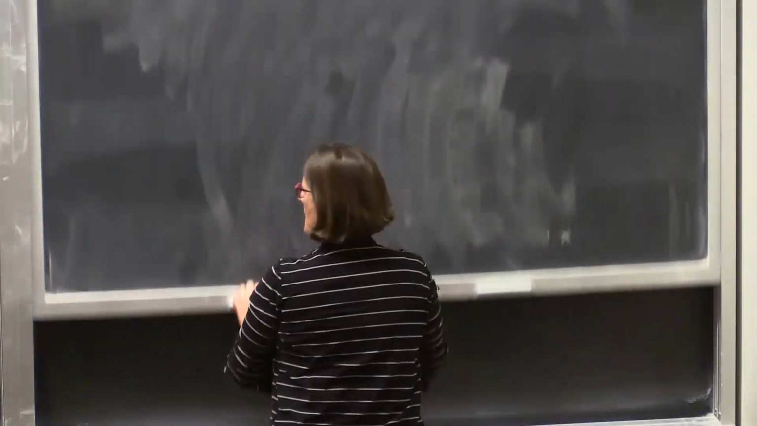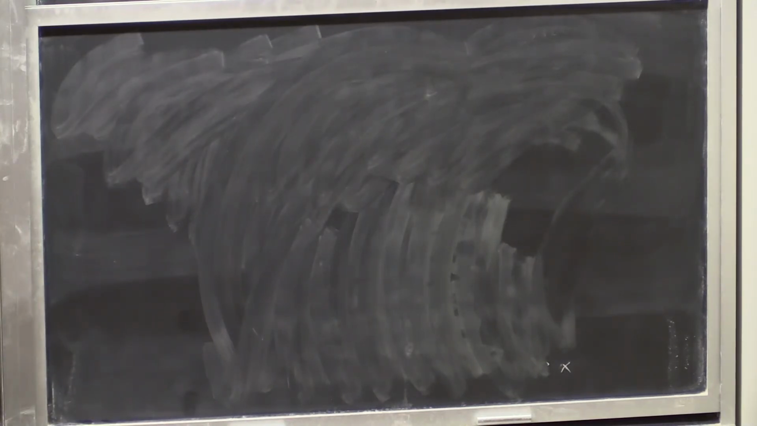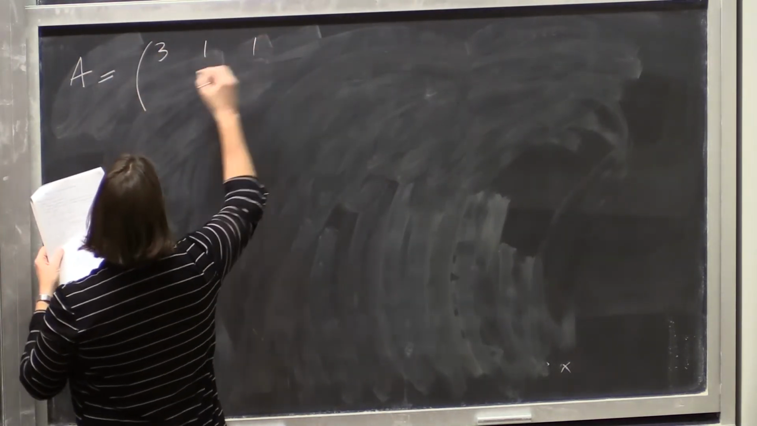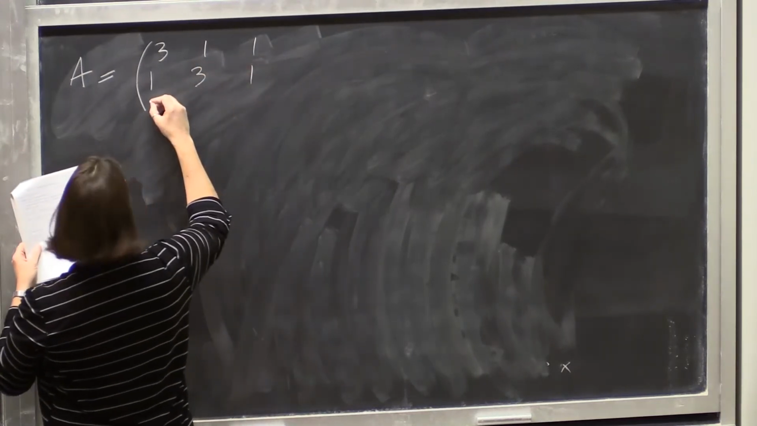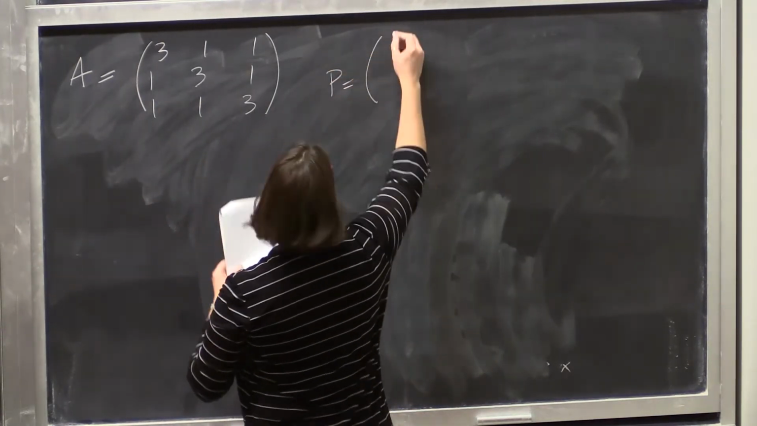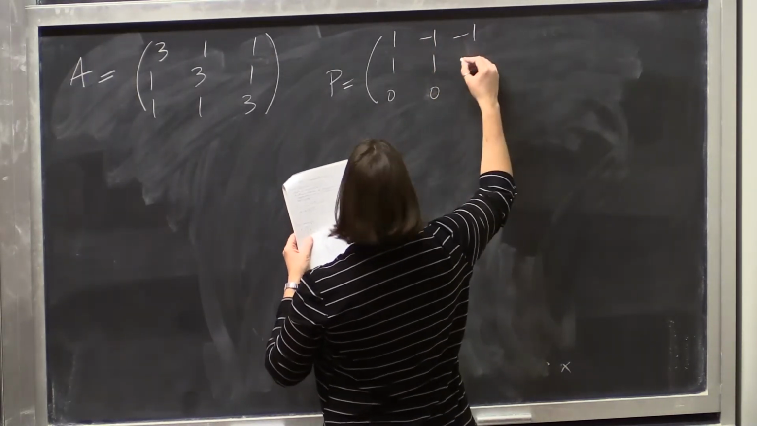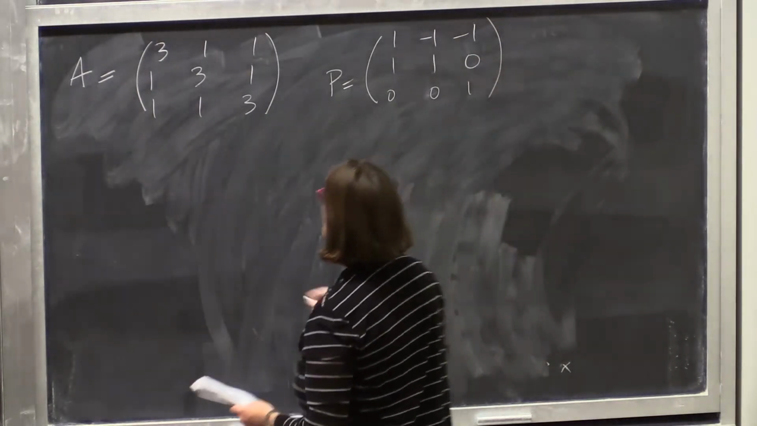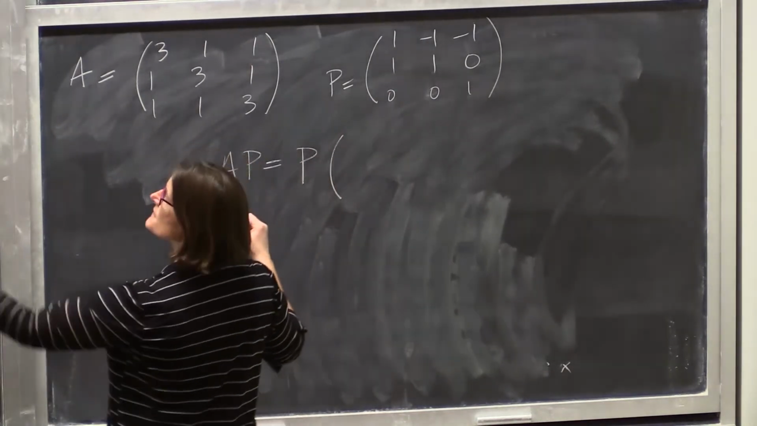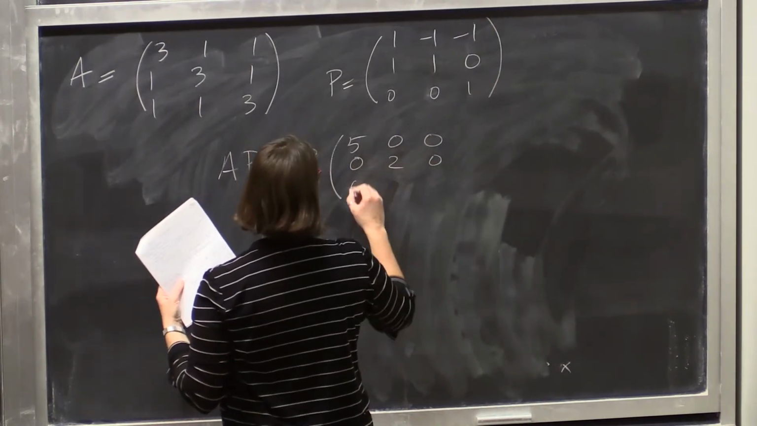All right, so this tells us that if I go to this example, so if I have A is 3, 1, 1, 1, 3, 1, 1, 1, 3, and I take P, which is 1, 1, 0, minus 1, 1, 0, minus 1, 0, 1, then I have that A times P is equal to P times, I did that calculation, 5, 0, 0, 0, 2, 0, 0, 0, 2.